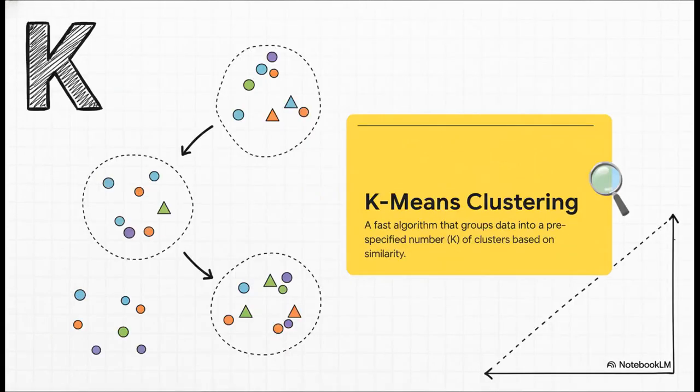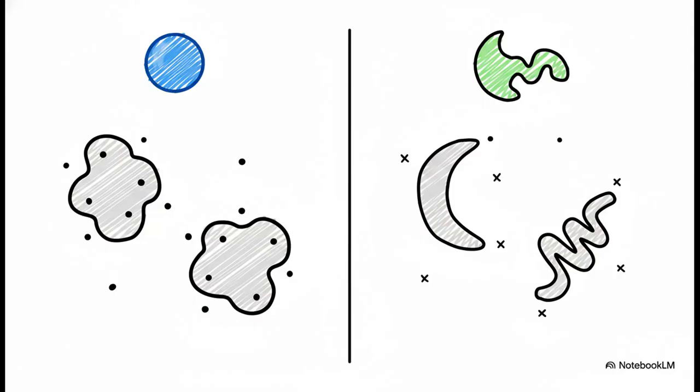So what if you don't really know what you're looking for? What if you just want to find natural groupings in your data? That's exactly where K-means comes in. It's like a lightning-fast sorting machine. You just have to tell it how many groups, or K, to find, and it sorts your data into the most logical clusters. But K-means has a clever cousin called DBSCAN.